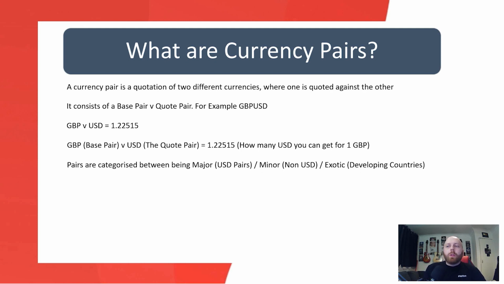The reason all the USD are major pairs is because the US is the biggest economy in the world, and a lot of people stick to these pairs because it's a lot easier to follow the different economical impacts that the US are having, which may impact the actual US dollar.